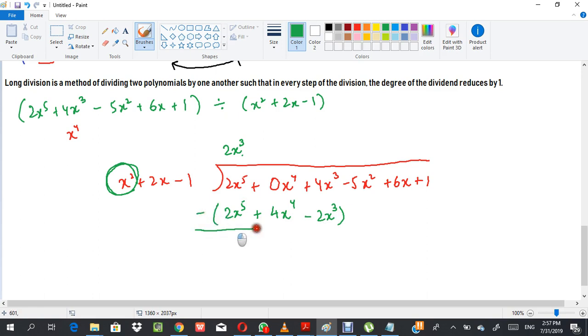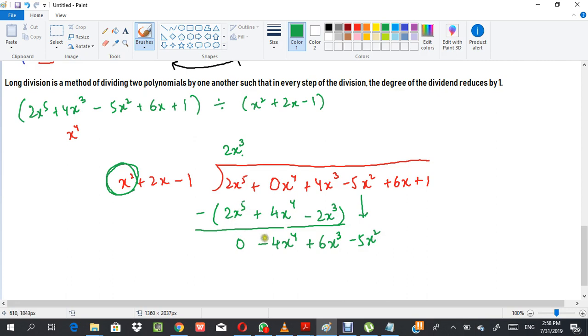Let's subtract. So this becomes 0, this becomes negative 2x to the power of 4, and this becomes plus 6x cubed. Now you will understand why it was important to put this 0x to the power of 4 here, because we are going to get a term involving the missing term in the following steps. Let's get this 5x squared down.